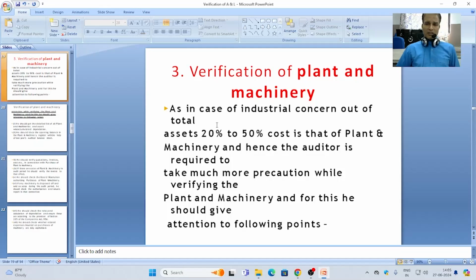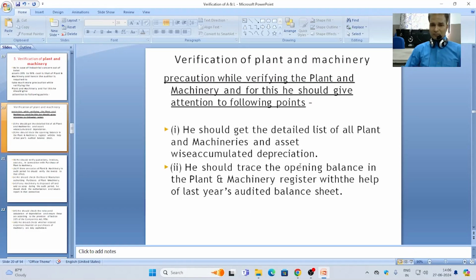In the case of an industrial concern, out of total assets, 20 to 50% of the cost is that of plant and machinery, and hence the auditor is required to take much more precautions while verifying the amount of plant and machinery shown by the balance sheet. What type of attention should be there? Precautions should be taken by the auditor when he gets the detailed list of all plant and machinery and assets shown by the balance sheet.